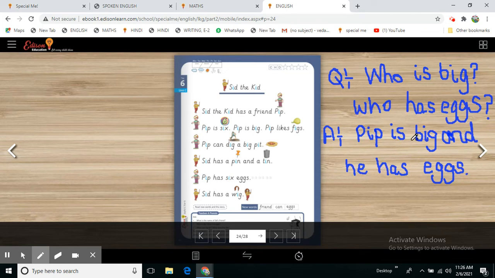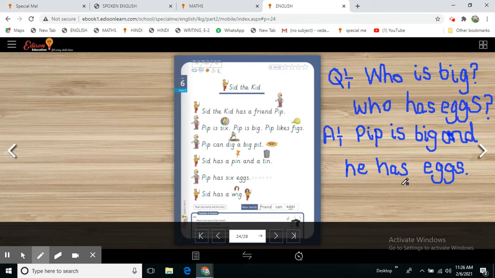है ना, पिप बड़ा है और उसके पास eggs हैं. किसके पास eggs हैं? पिप के पास. So that's why we use here he, right? तो first of all हम name mention करते हैं और अगर उसके regarding बात हो रही है तो हम he और she use करते हैं. अगर boy है तो he, girl है तो she. Okay, keep in mind, Pip is big.